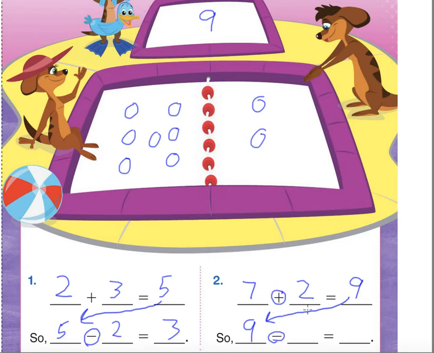Well, what is one part that we used in our addition sentence? Well, we used 7, so let's use that. 9 minus 7 equals another part. And what part do we not use yet? We didn't use 2. So 9 minus 7 equals 2.